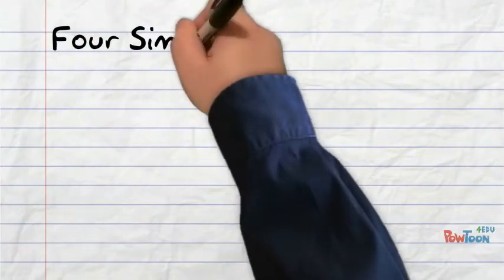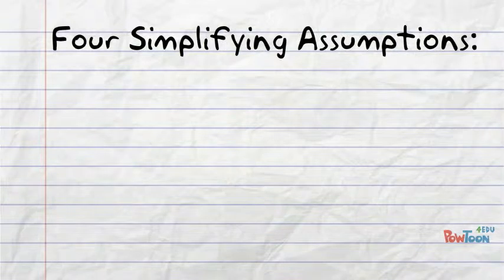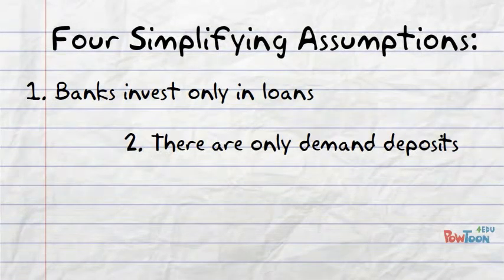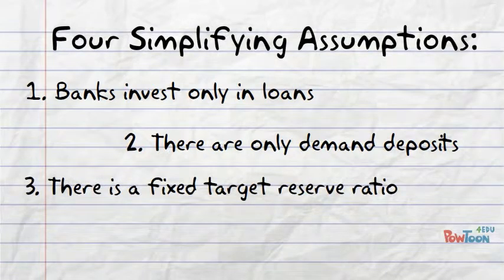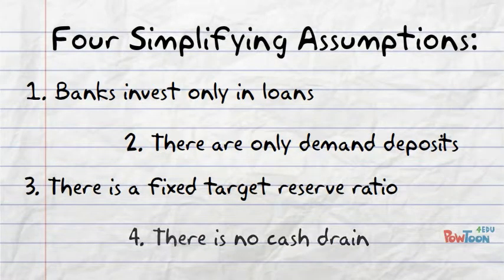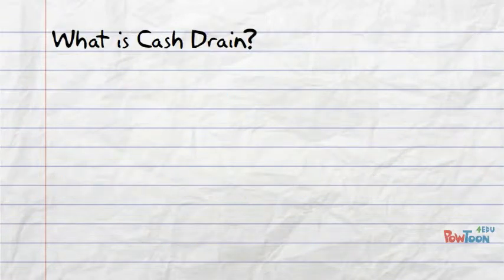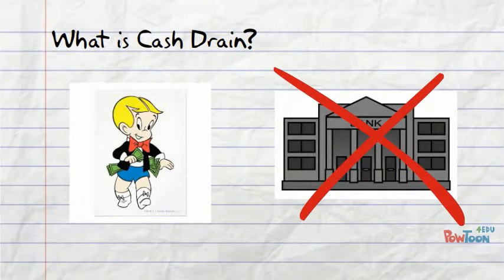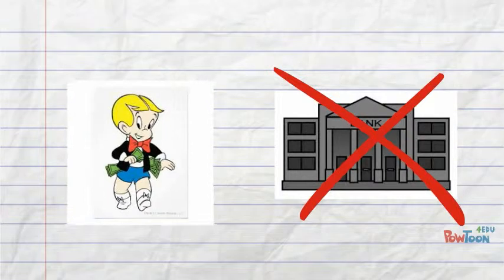In order to explain the process of money creation, we will first need to outline the four simplifying assumptions that make the process easy to understand. Banks invest only in loans. There are only demand deposits. There is a fixed target reserve ratio, and there is no cash drain. What is cash drain? Cash drain is the amount of money that people hold in cash rather than depositing into the bank. We will assume for now that cash drain does not affect the money creation process.